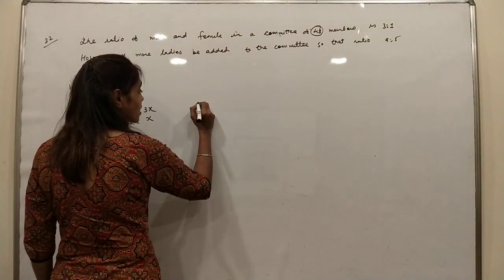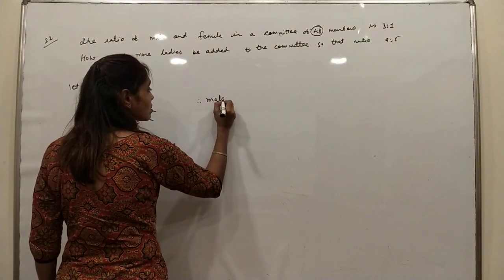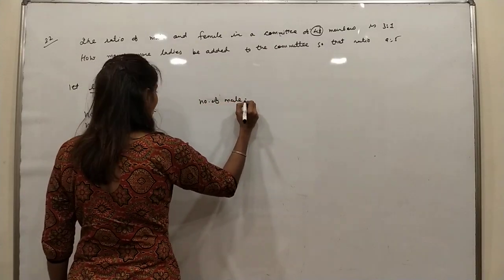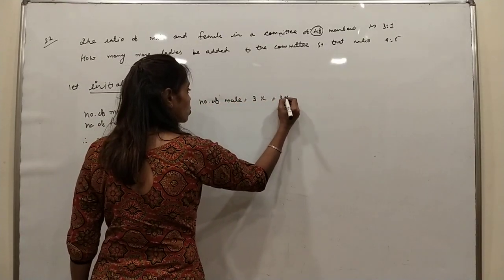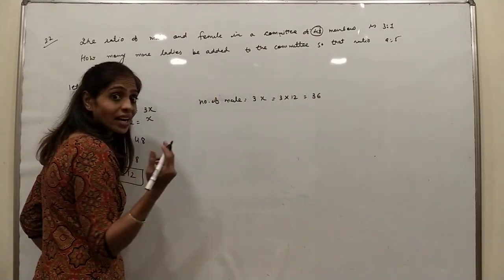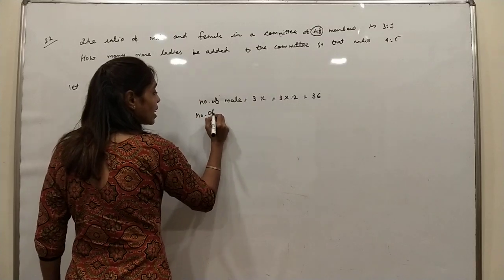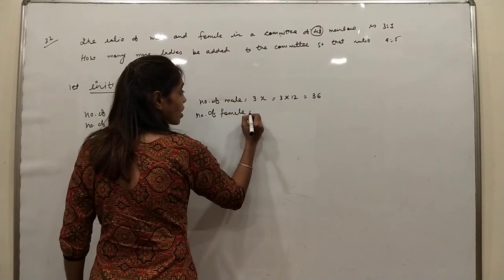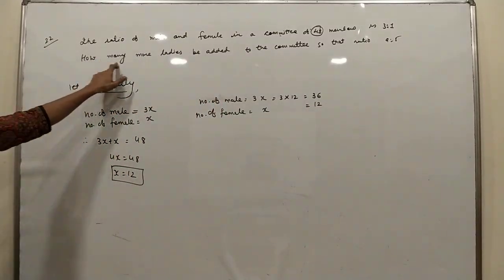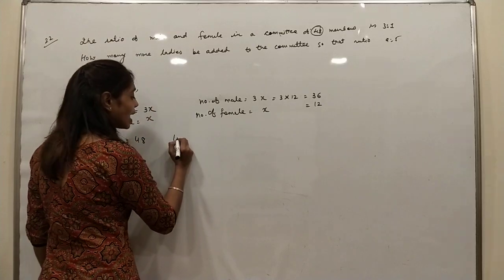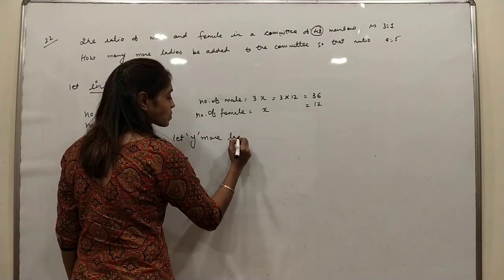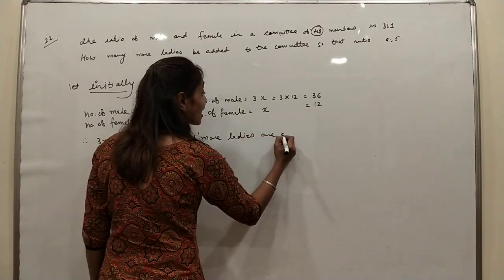So now, number of male is equal to 3x equal to 3 into 12. So 36 male were there initially, and number of female is equal to x, that is 12 female. Now how many more ladies be added? Let y more ladies are added.